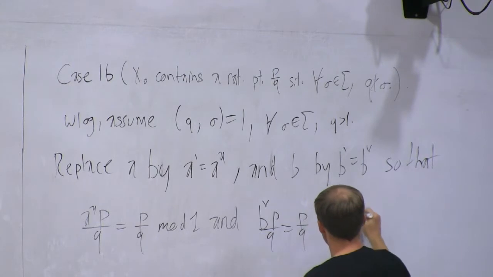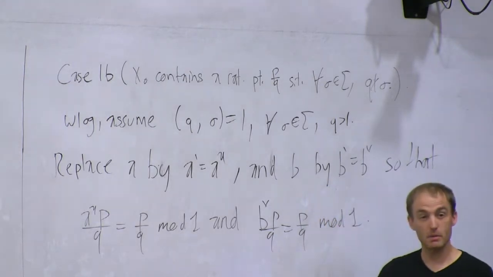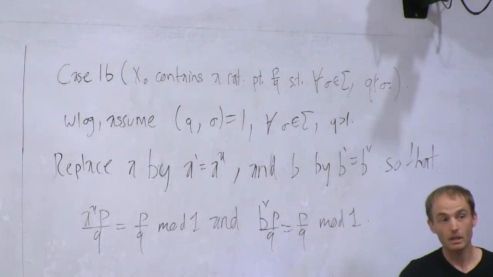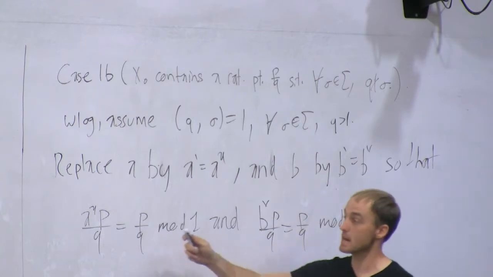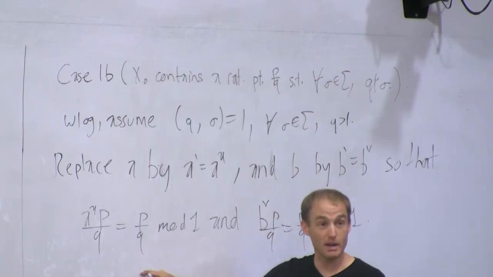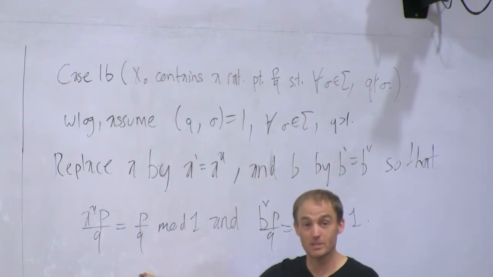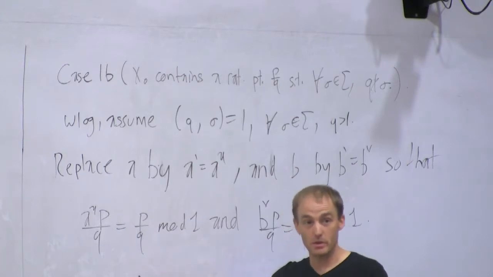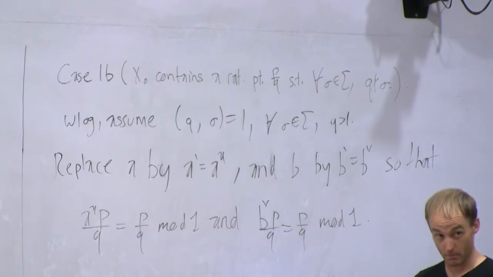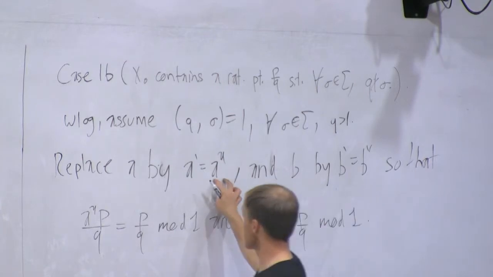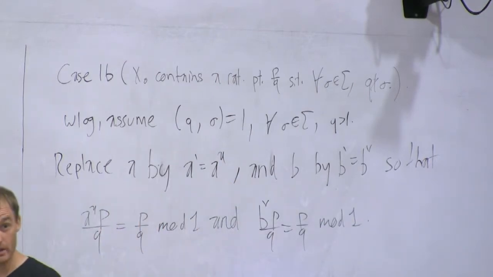Okay? Do you see why that's true? You just pick a power. Because a and b are both co-prime to q, you can find a power which is 1 mod q. That's all I'm saying. Okay? So you replace your semigroup by a semigroup generated by elements which are 1 modulo the denominator.